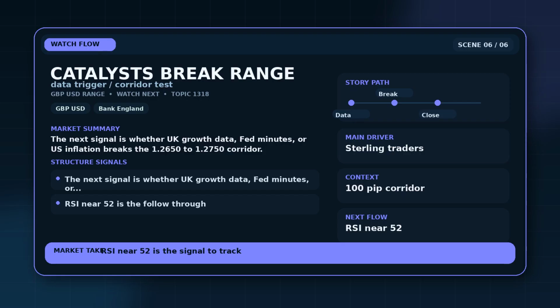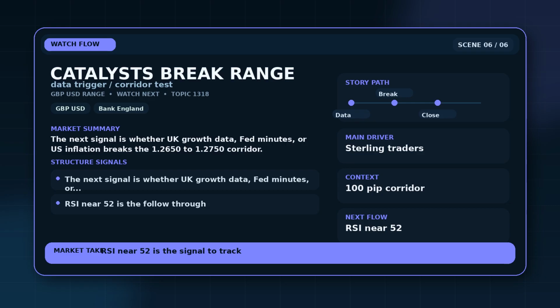The move to track next is whether UK growth data, Fed minutes, or US inflation breaks the 1.265 to 1.275 corridor. For the GBP USD range, that is the point where the story either gains confirmation or stays stuck as an unresolved market, policy, security, or adoption question.